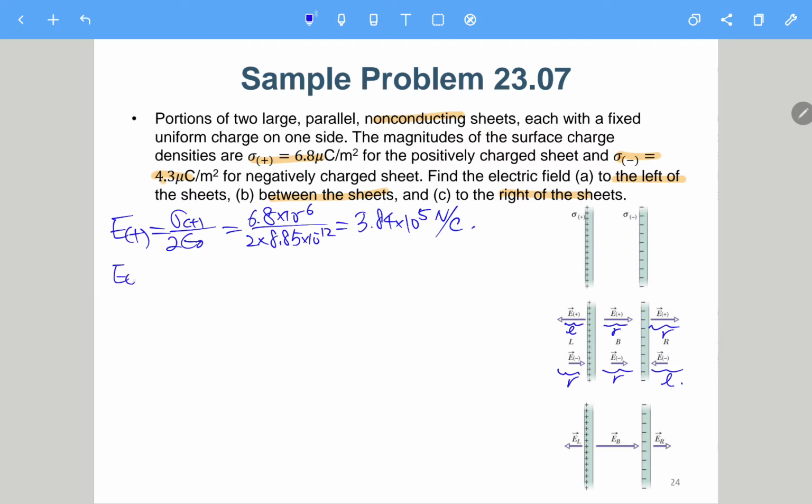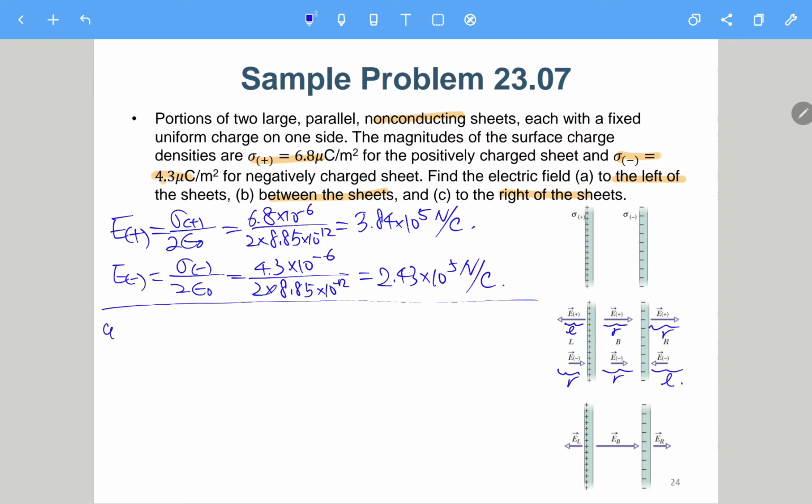So E minus is sigma minus over 2 epsilon naught, which is 4.3 times 10 to the minus 6 over 2 times 8.85 times 10 to the minus 12, which is 2.43 times 10 to the 5th Newton per Coulomb. So it is E plus and E minus.